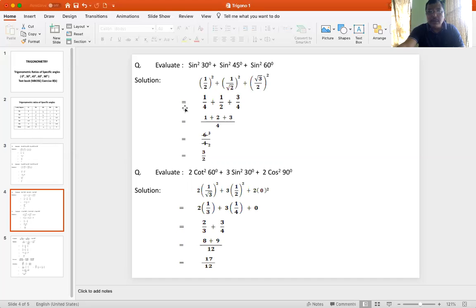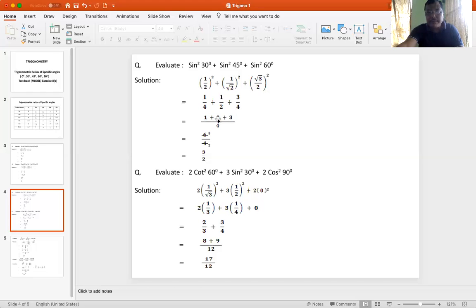It is equal to, now in the next line, we open up the bracket. 1, if you square in the numerator, we have 1. And 2, if you square from the denominator, we have 4. So we have 1 by 4. Plus, again here 1, if you square, we have 1. Root 2, if you square, we have 2. So we have here 2. Plus, again root 3, if you square, we have 3. So we write here 3. And the denominator 2, if you square, we have 4. So we write here 4.